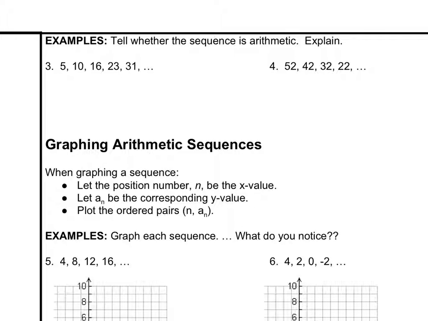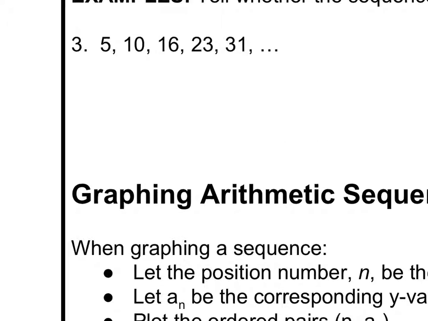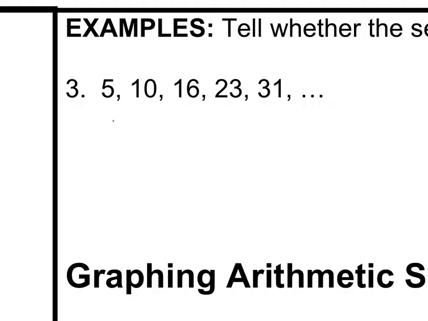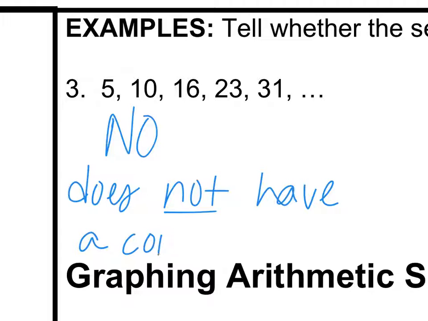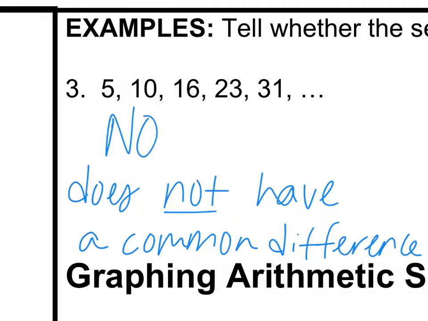3, 2, 1, 0. Haley, is that first one 5, 10, 16, 23, 31? Is that arithmetic? No, why not? It does not have a common difference. It would have to be adding or subtracting the same amount over and over. Okay. Let's look at the next one.